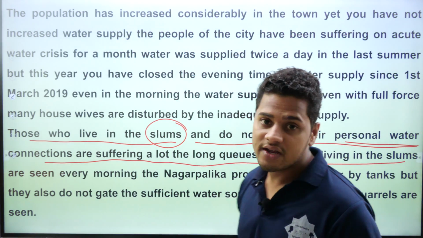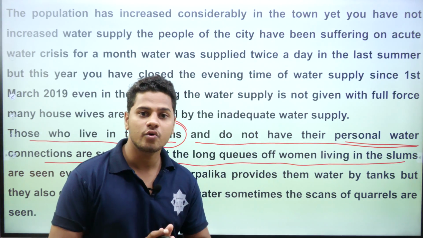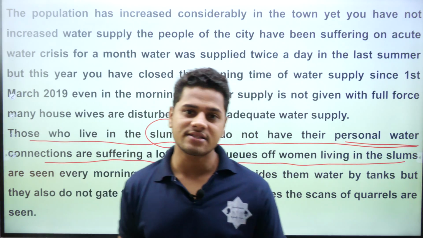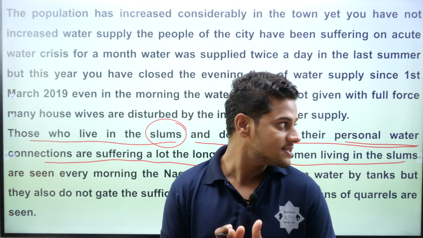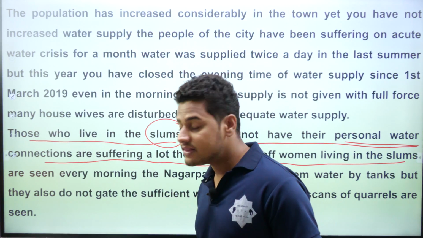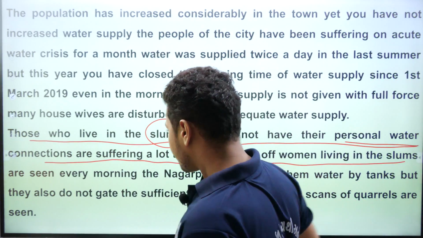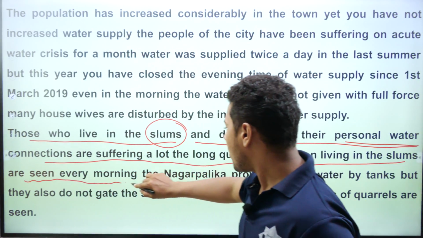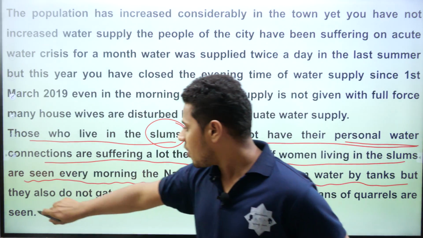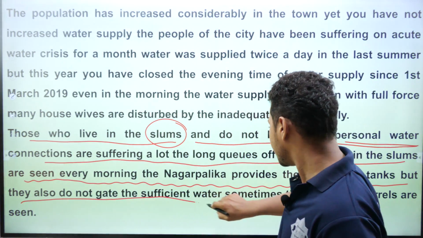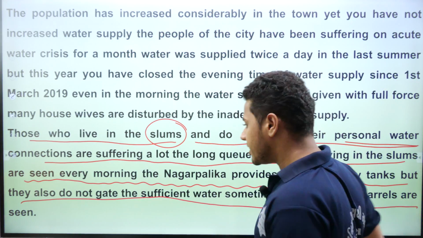The women suffer a lot, because they also have to go for a job, they are doing labor work somewhere, so they have to fill the water. It is the biggest issue and the biggest crisis for them. Later on, every morning the Nagarpalika provides them water by tanks, but they also do not get sufficient water. Sometimes scenes of quarrels are seen.